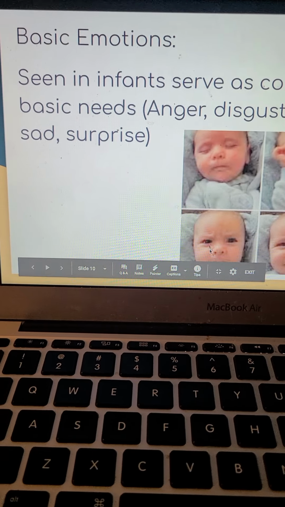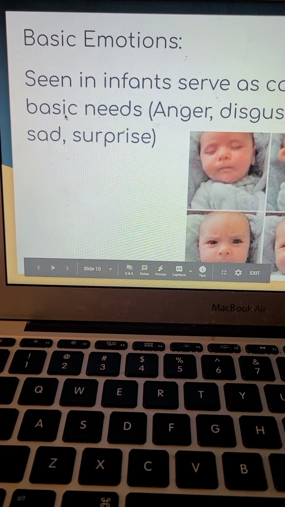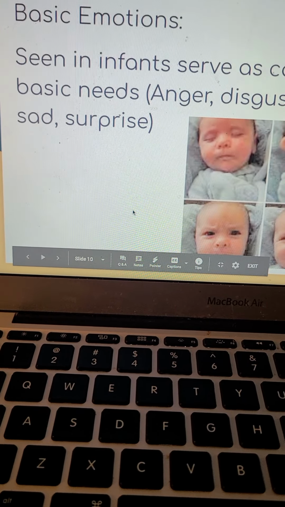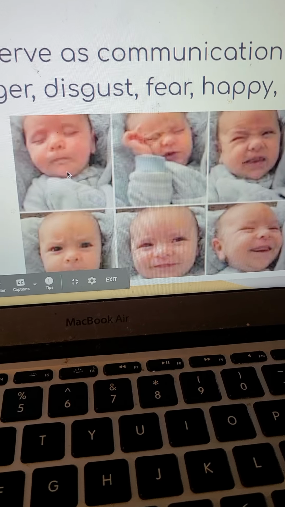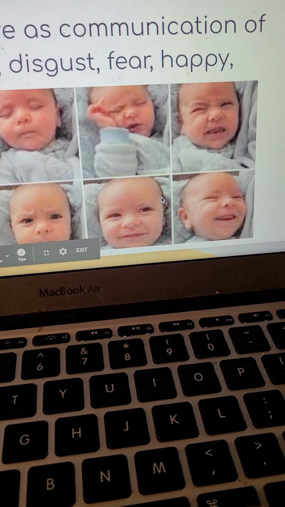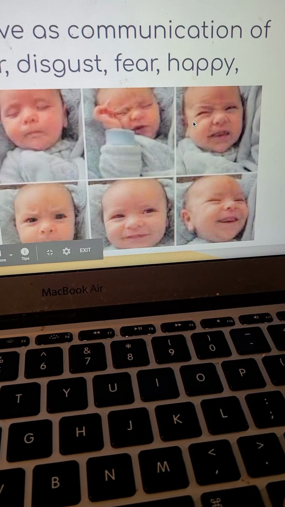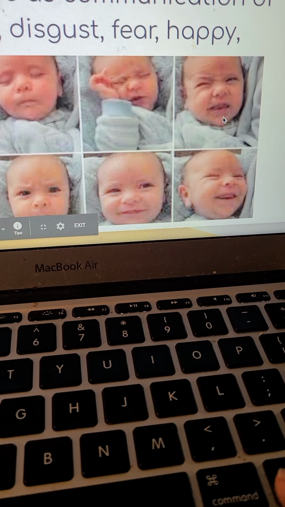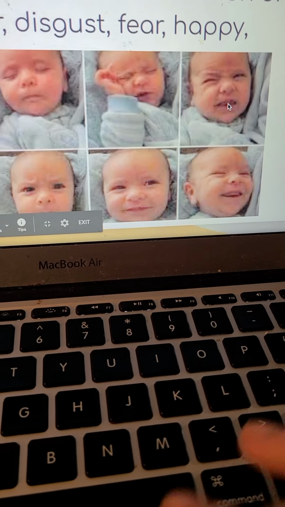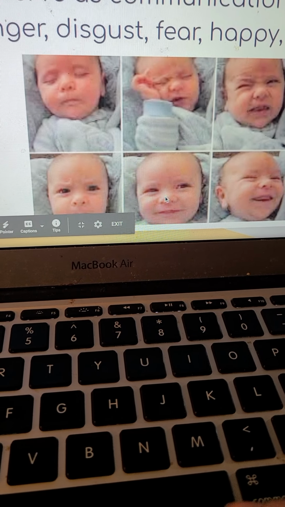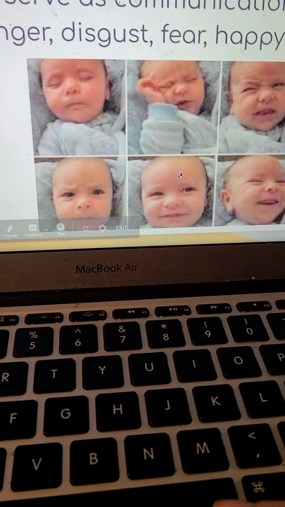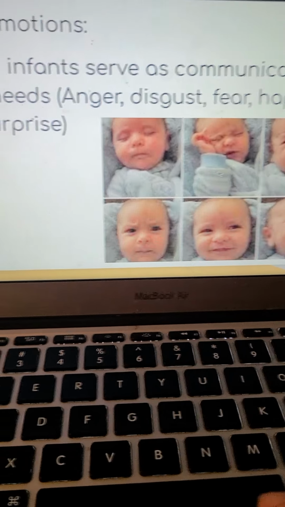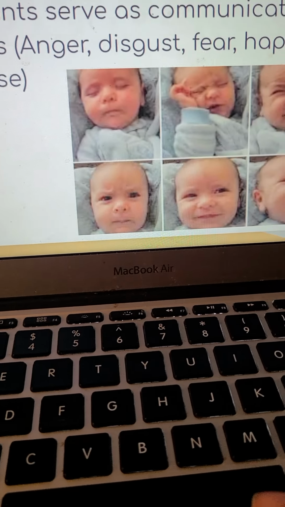Okay, and then we go to the main idea, basic emotions. Basic emotions are the ones that we see a lot in babies. They have the pictures of all the emotions that a baby can show. Depending on what it is, we might be able to figure out what the baby needs. For example, the baby is happy. In this case, the baby looks a little bit fussy, maybe could be angry. Or in this one, he looks maybe happy as well. So they have the visual so they can remember that basic emotions are the ones that we see in babies.